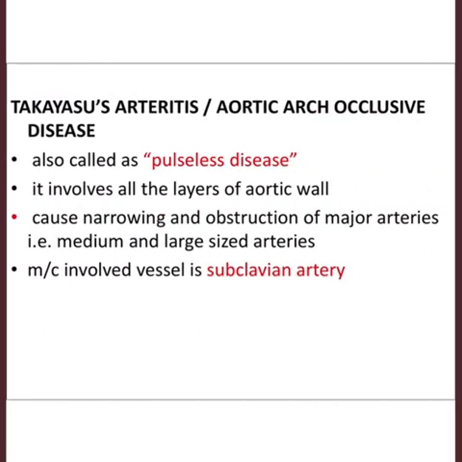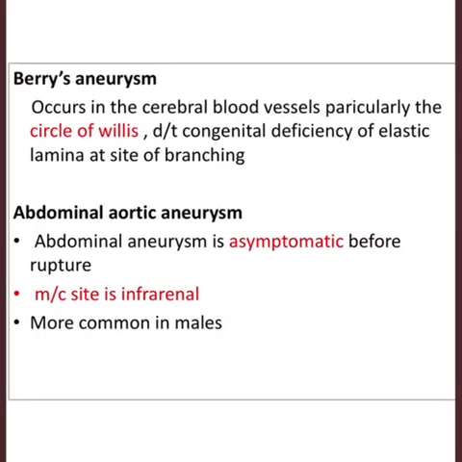Takayasu arteritis, an aortic occlusive disease, is also known as pulseless disease. It involves all the layers of the aortic wall, causing narrowing and obstruction of the major arteries, medium and large size arteries. The most commonly involved vessel is the subclavian artery.